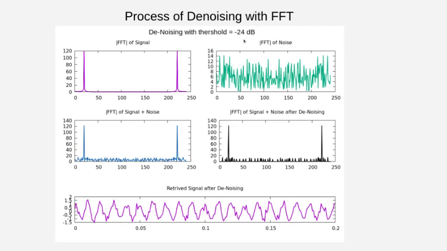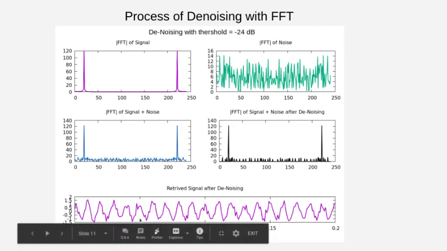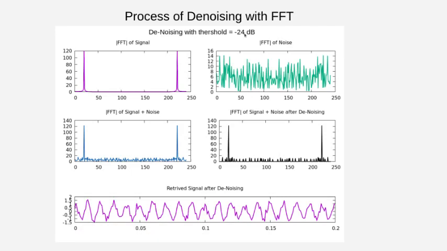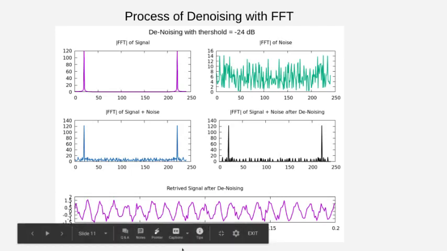I have kept a threshold of minus 24 dB. When I remove the components below the threshold, my spectrum will become like this. That means so many components are removed. They were below minus 24 dB, so they were removed. So when I do an inverse fast Fourier transform, I should get the original signal. The original signal is supposed to be a sine wave, okay? But because I kept a threshold of minus 24 dB, the signal which I retrieved after denoising is not looking like a sine wave.